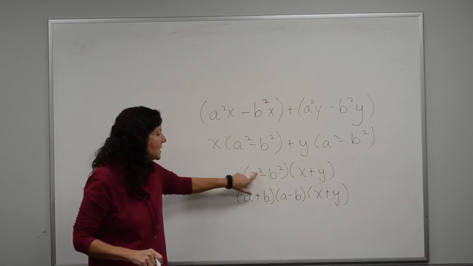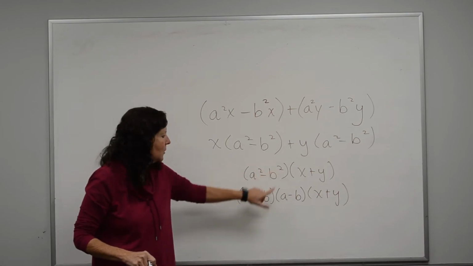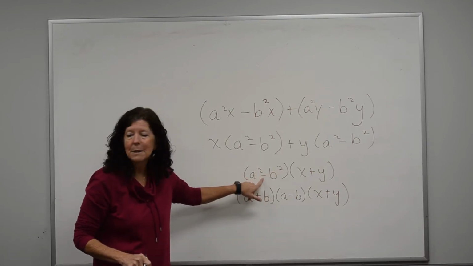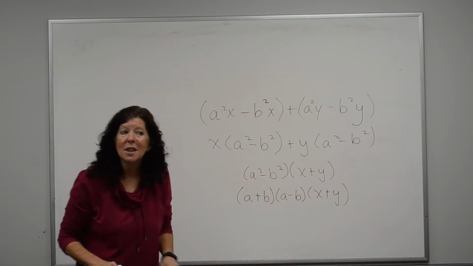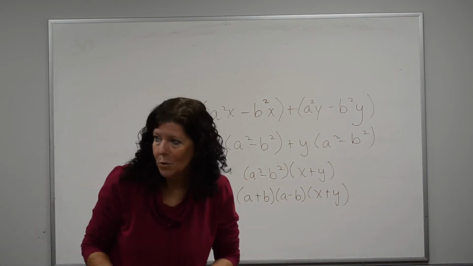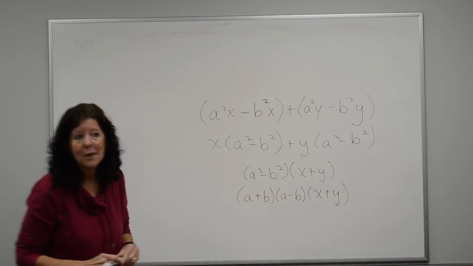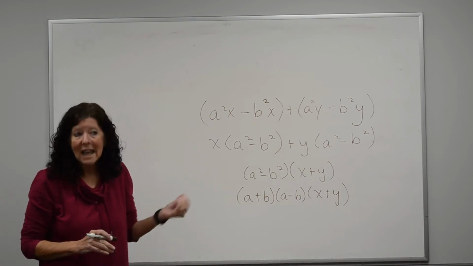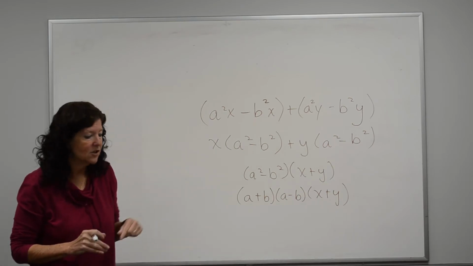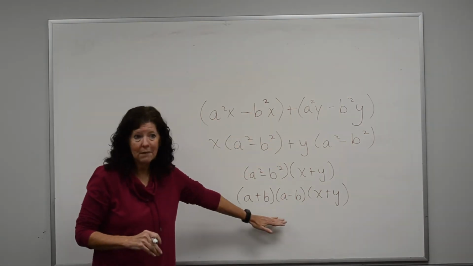Remember, I have to be able to take the square root of this, the square root of this, and it has to be subtraction. There is no such thing as the sum of squares. However, there is a difference of cubes and a sum of cubes, and we'll get to that in just a minute, okay? You with me? Okay.